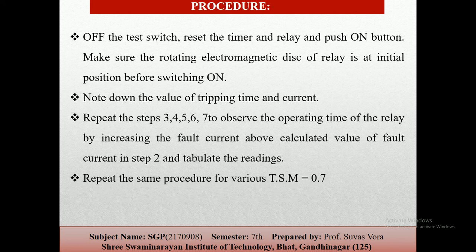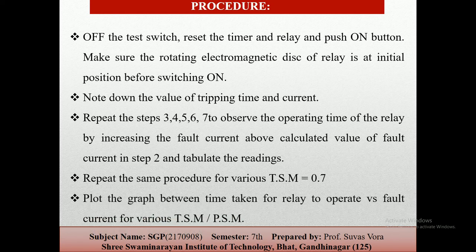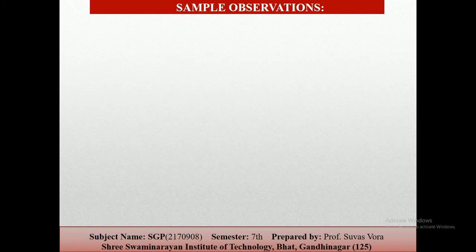Now repeat the same procedure for various TSM values, such as 0.7, and plot the graph between the time taken by the relay to operate versus the fault current variation. It means the TSM by PSM.